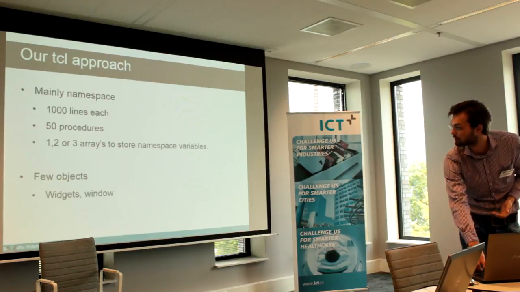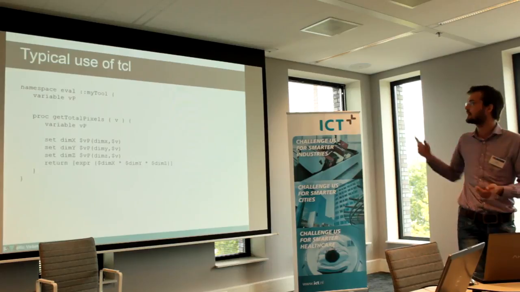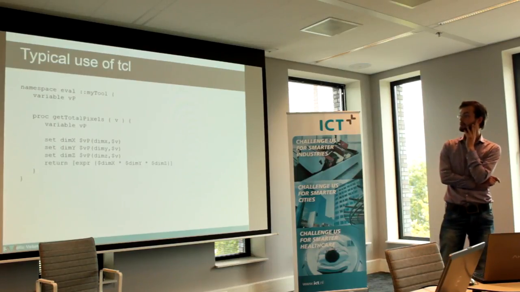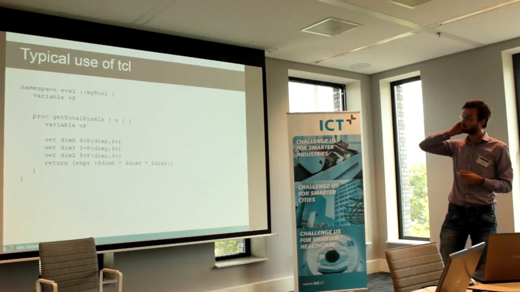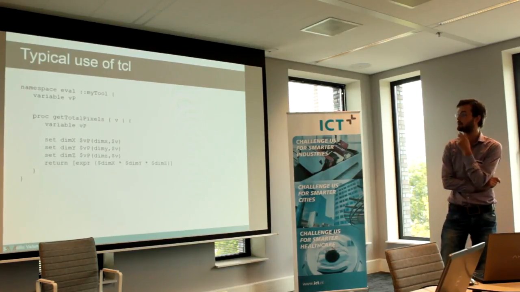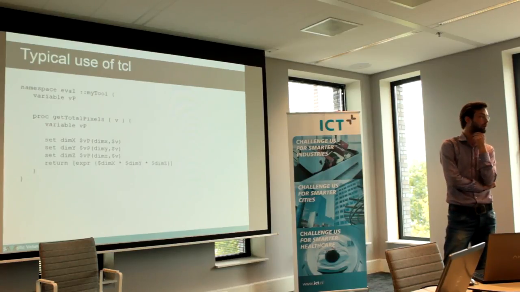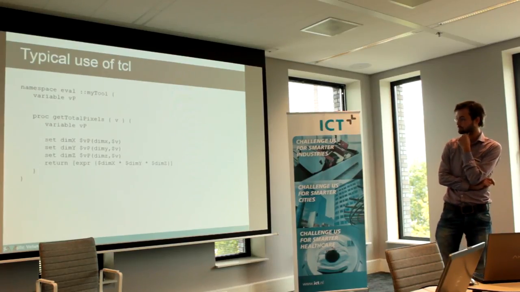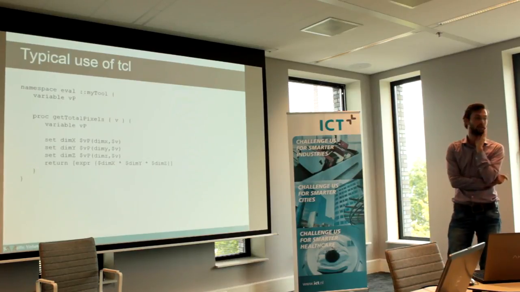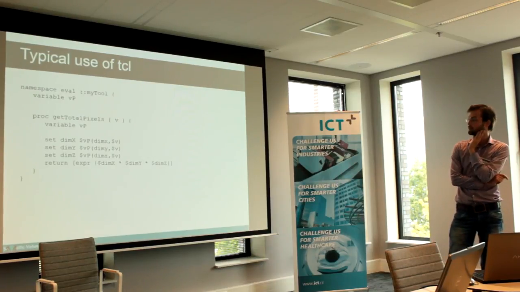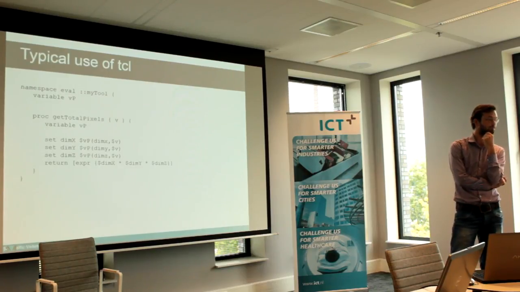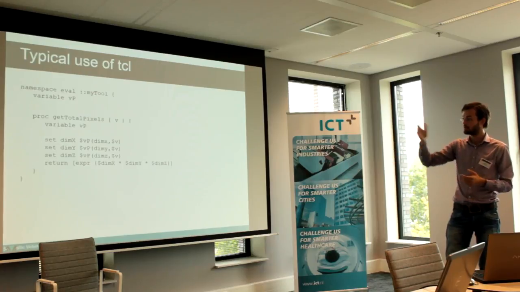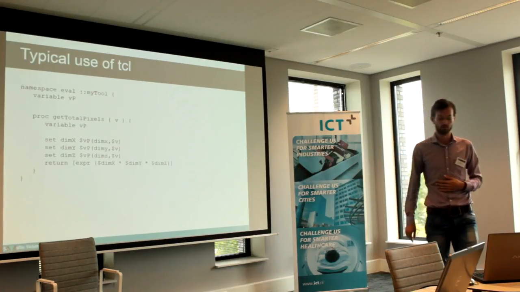We have a couple of widgets and one window in an object. So this is our typical use of Tcl. We have a namespace, in this case called myTool. We declare a global namespace variable VP, and then we store all the parameters for the image. In this case, we already set the volume dimensions of the VP, and with this procedure we can return the volume. We get the VP, return them to the IM, and then we calculate the volume.